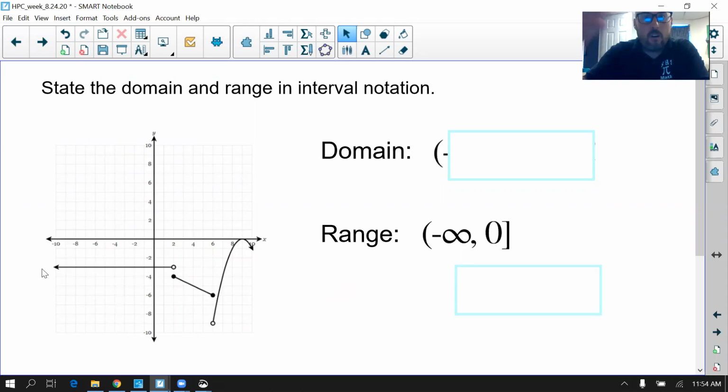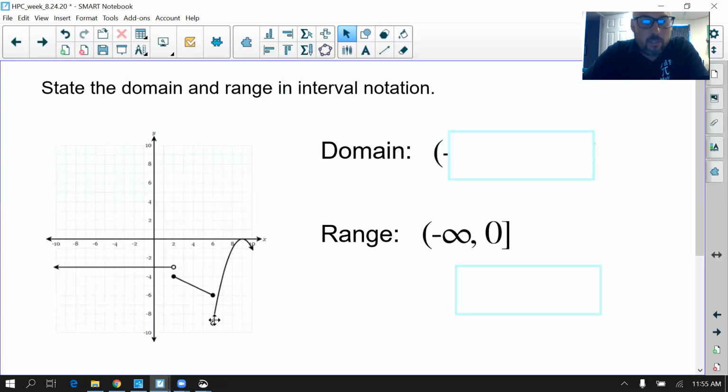From negative infinity, you go to the right, all the way until 2. It appears that 2 may not be in the domain, except it goes down to this part, and this closed circle indicates that 2 is in the domain. It's just on this piece, not this piece. So from negative infinity all the way up to 2, including 2, all the way up to 6, including 6, excuse me. And then right after 6, what about 6.1?